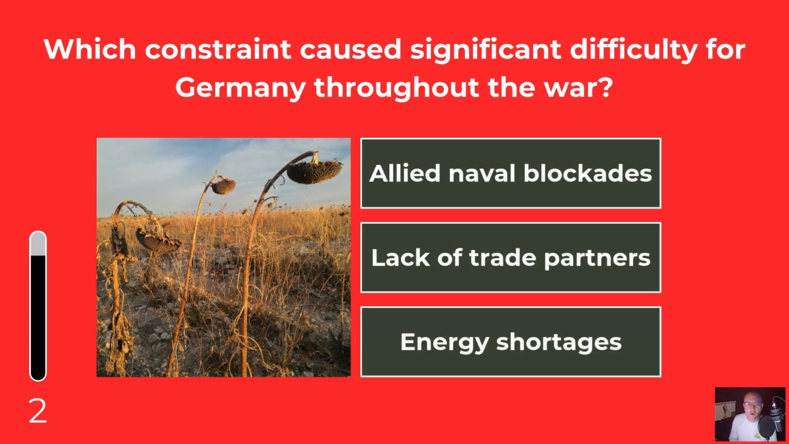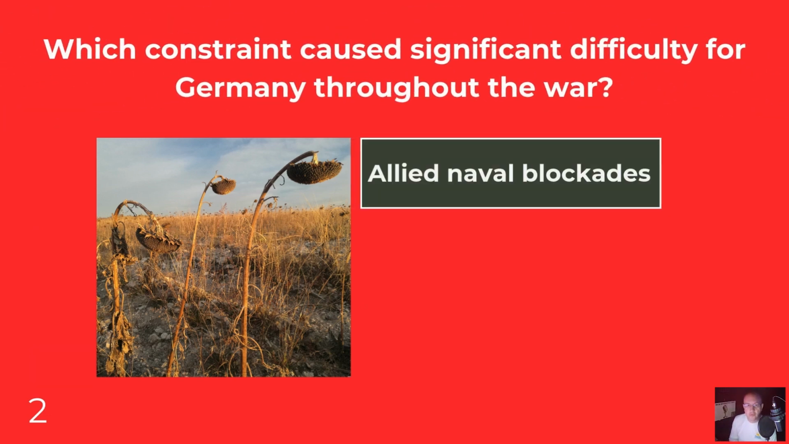Which constraint caused significant difficulty for Germany throughout the war? The Allied naval blockades, the lack of trade partners, or was it energy shortages? It was Allied naval blockades.